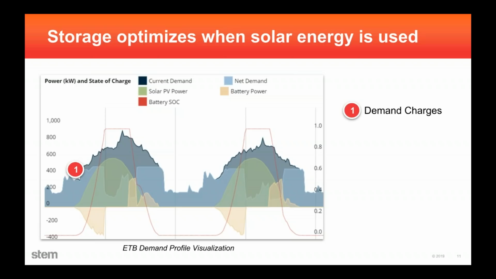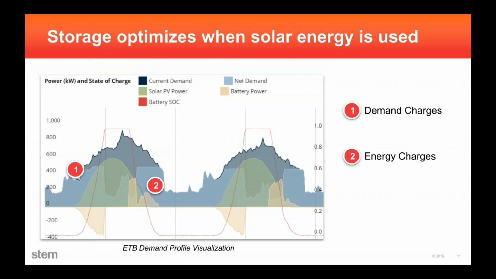Additionally, storage is able to provide solar firming and acts as an insurance policy during solar shortfalls due to cloud cover or intermittent weather. If solar production unexpectedly dips, the storage system can instantaneously discharge to ensure a new monthly demand point is not set.